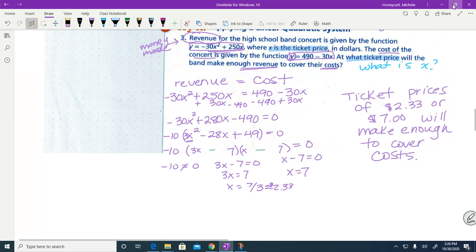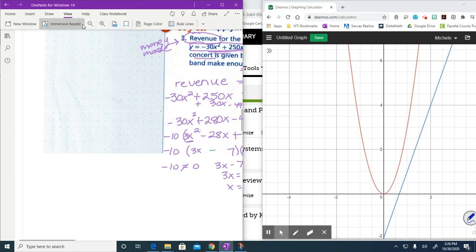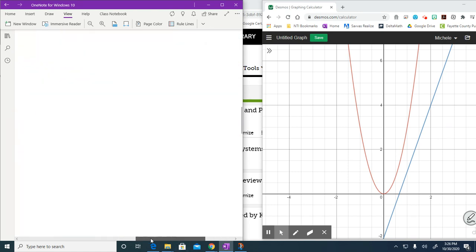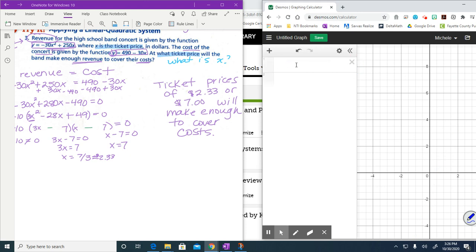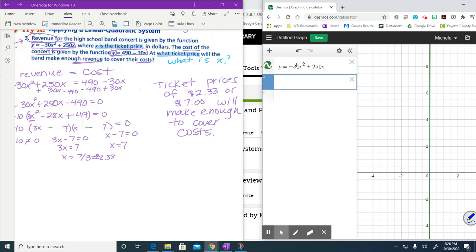I think it would help if we would look at this graphically as well to see what's happening. So let's slide our work over here. There we go. Let's graph this on Desmos. I'm going to graph the two functions. The revenue function is y equals negative 30x squared plus 250x, and the cost function is y equals 490 minus 30x.